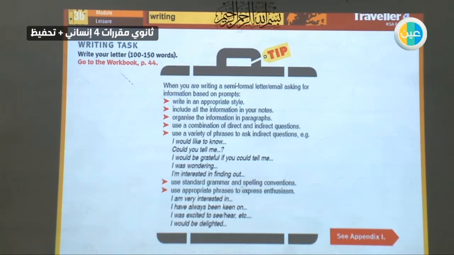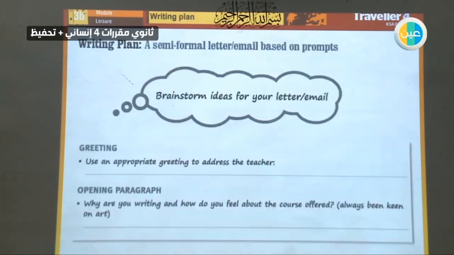Use standard grammar and spelling. Use appropriate phrases to express enthusiasm, how excited you are, your feelings. For example, I am very interested in, I have always been keen on. Let's move to the appendix here in your books, in your workbook, please. You can see the writing plan.